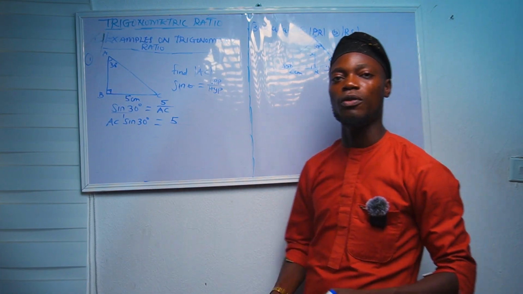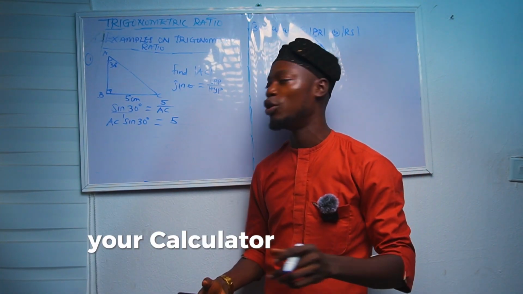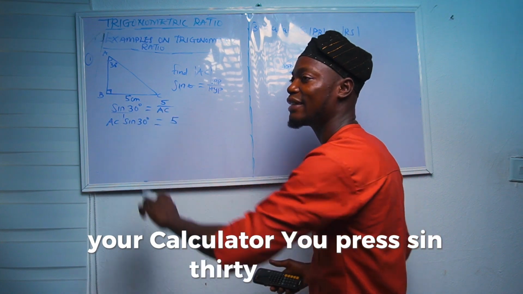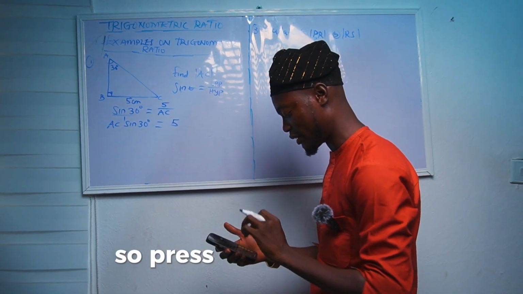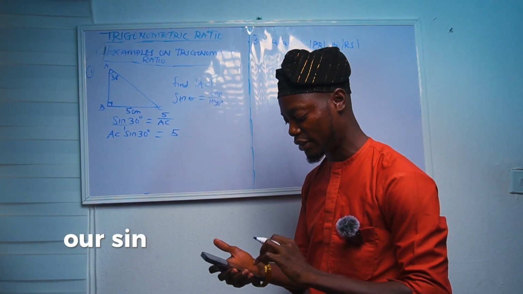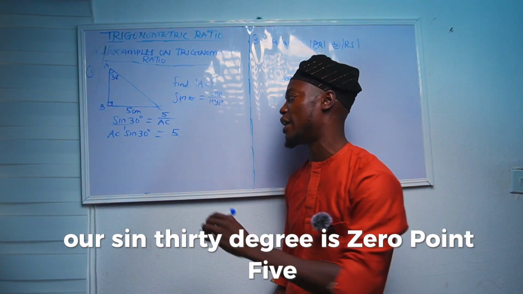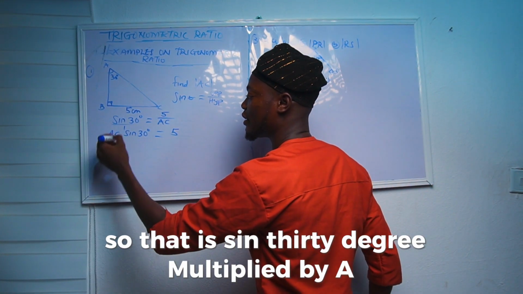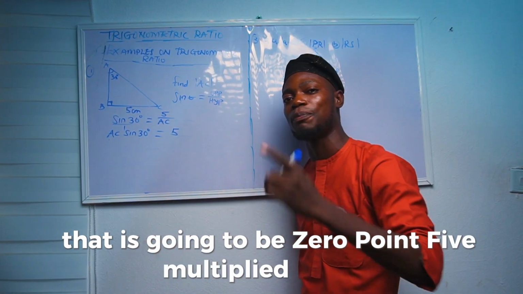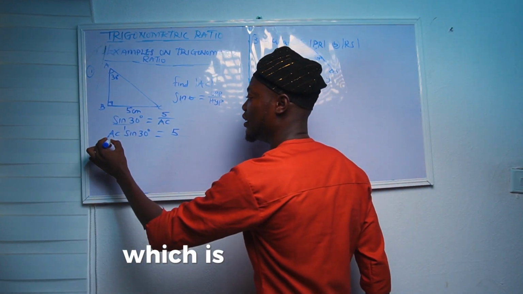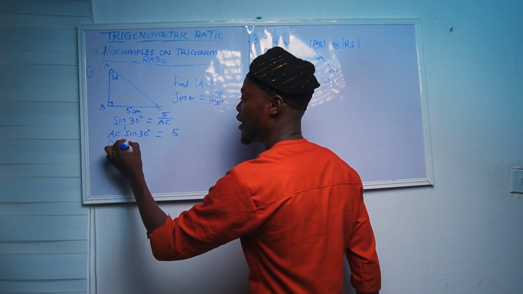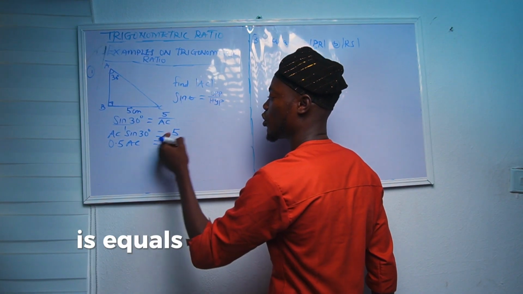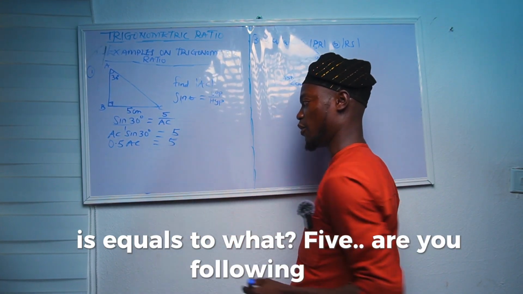Then you go and open your four-figure table or your calculator. You press sine 30 degree. So press sine 30 degree. Our sine 30 degree is 0.5. So that is sine 30 degree multiplied by AC. That is going to be 0.5 multiplied by AC, which is 0.5 AC is equal to what? 5. Are you following me?